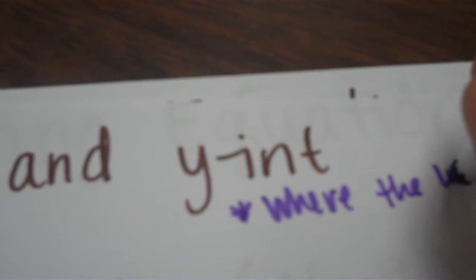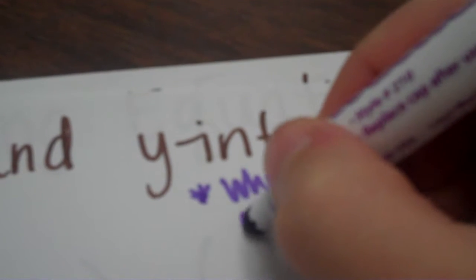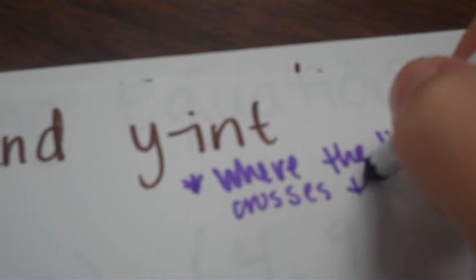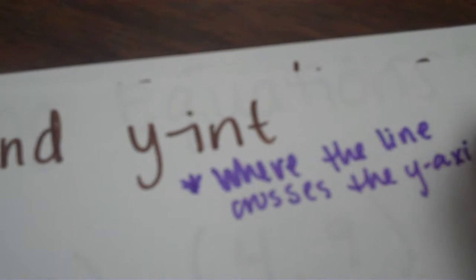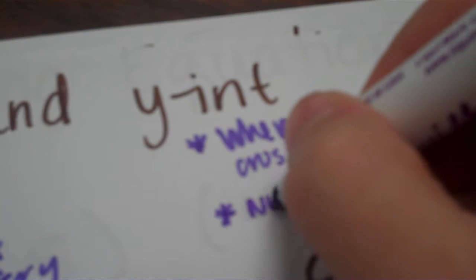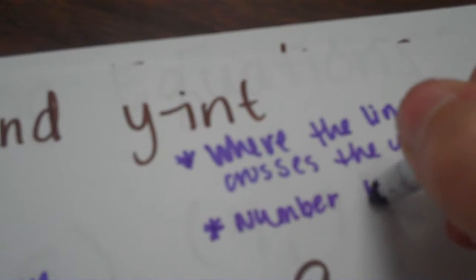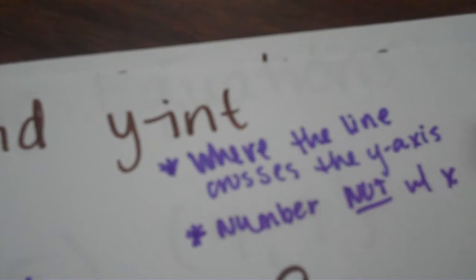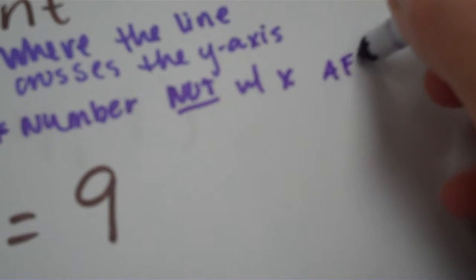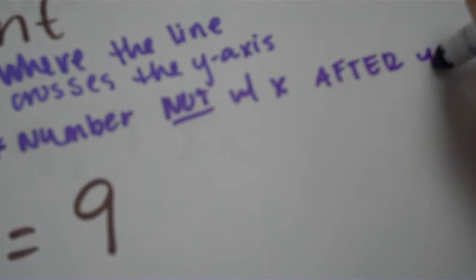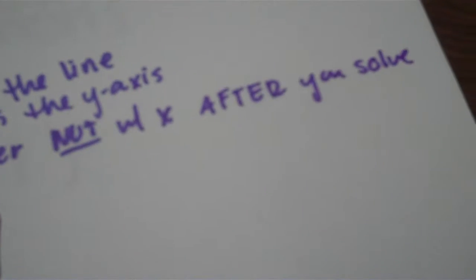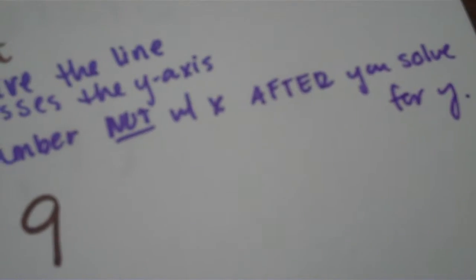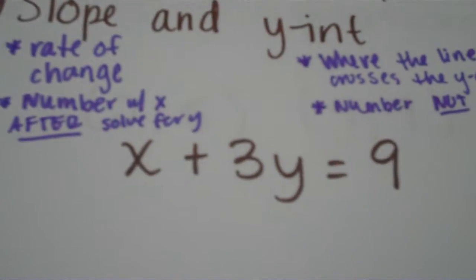The y-intercept is where the line crosses the y-axis. Okay, where the line crosses the y-axis, and it's also the number not with x after you solve for y. Okay? All right, so slope and intercept. Hopefully that's bringing it back.